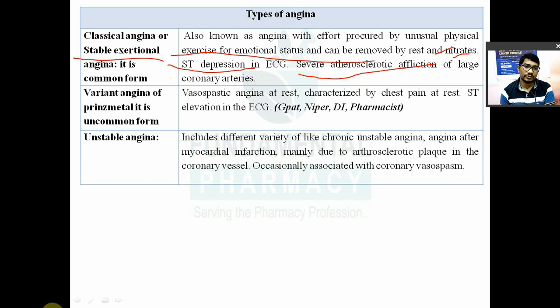Severe arteriosclerotic affiliation means there is arteriosclerosis. That's why. Now second होता है variant angina और angina presmental angina. So vasospastic angina. Vaso मतलब blood vessel, spastic मतलब है ना spasticity. So if there is a constriction of blood vessel, that is known as vasospastic angina, angina at a rest. Okay. Now it is characterized by पेन एट रेस्ट.